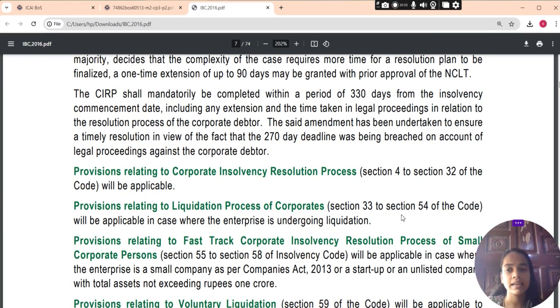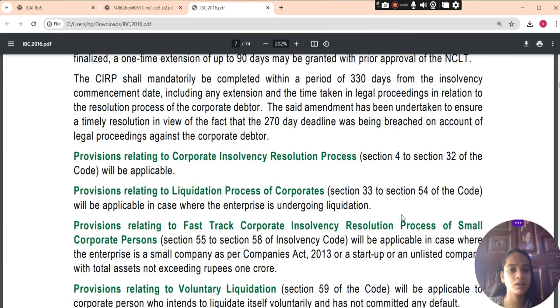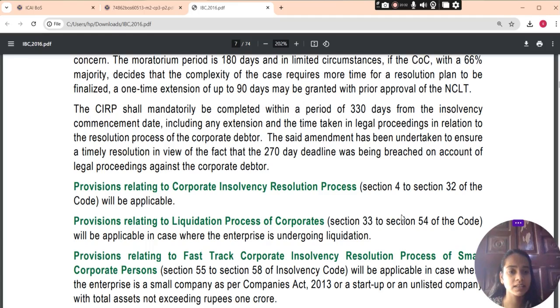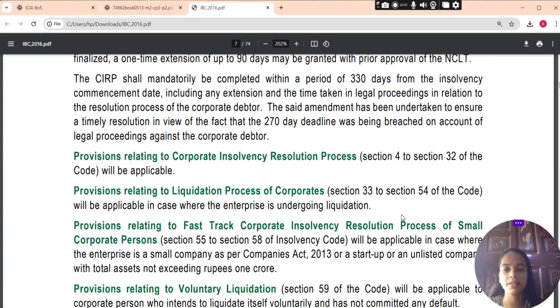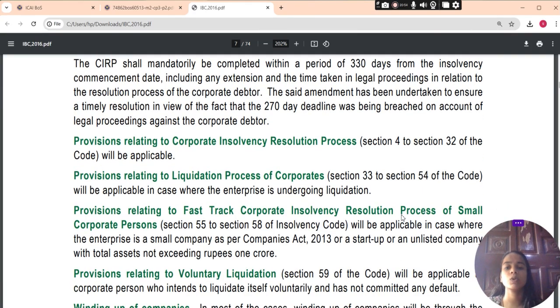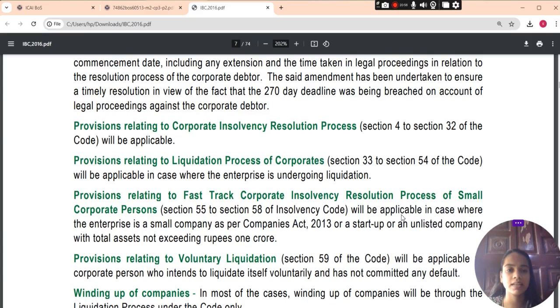The CIRP shall mandatorily be completed within a period of 330 days from the insolvency commencement date, including any extension and the time taken in legal proceedings in relation to the resolution process of the corporate debtor. The said amendment has been undertaken to ensure a timely resolution in view of the fact that the 270-day deadline was being breached on account of legal proceedings against the corporate debtor. For the provisions relating to corporate insolvency resolution process, sections 4 to 32 of the code will be applicable.